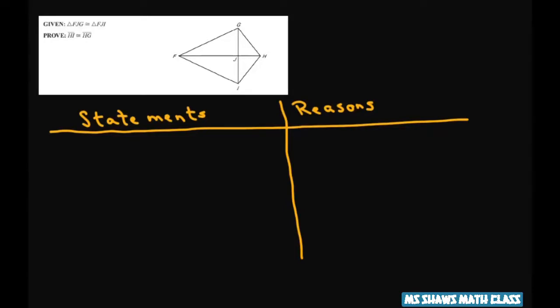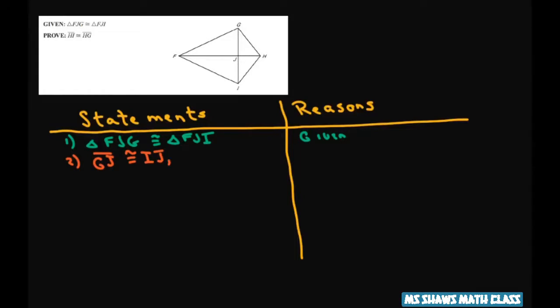The first statement is given, so we're going to just write triangle FJG is congruent to triangle FJI, and that's given. Now we know, because of corresponding parts of congruent triangles, we know that GJ is congruent to IJ.